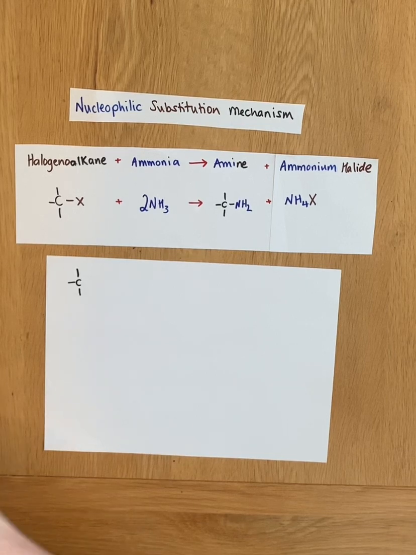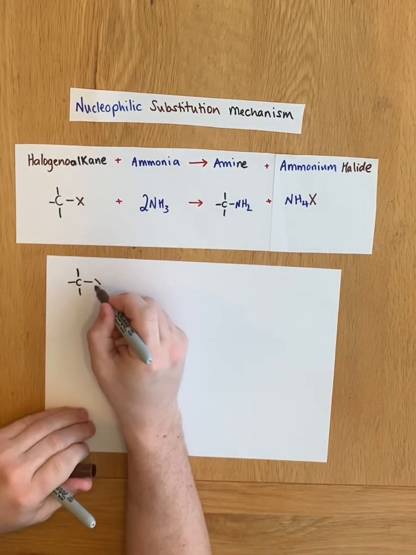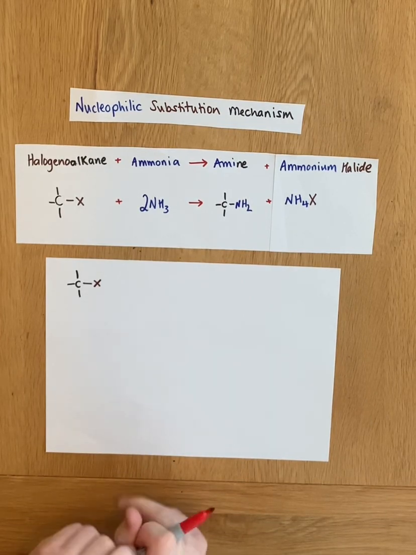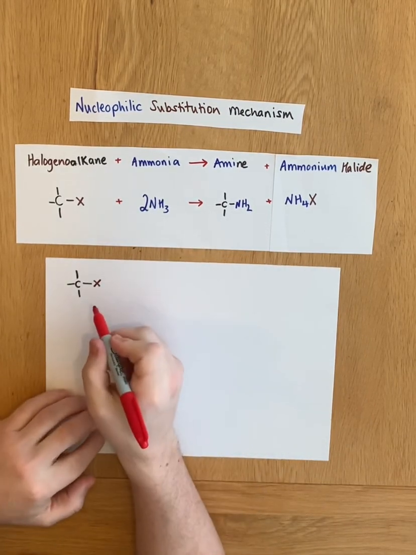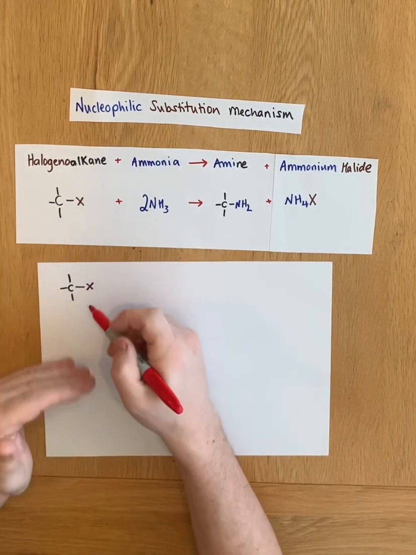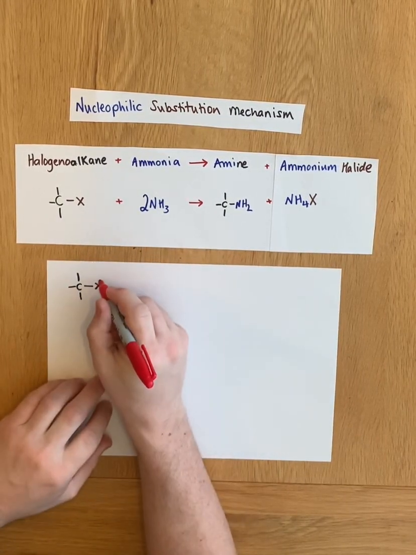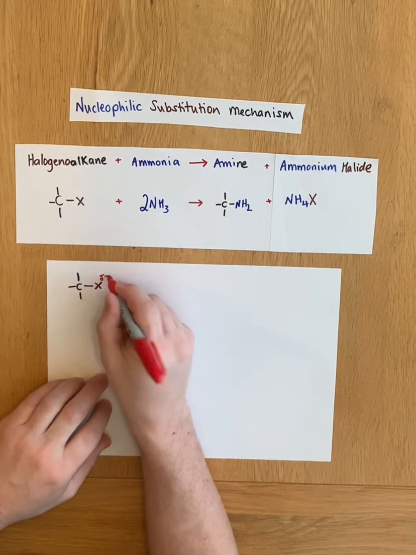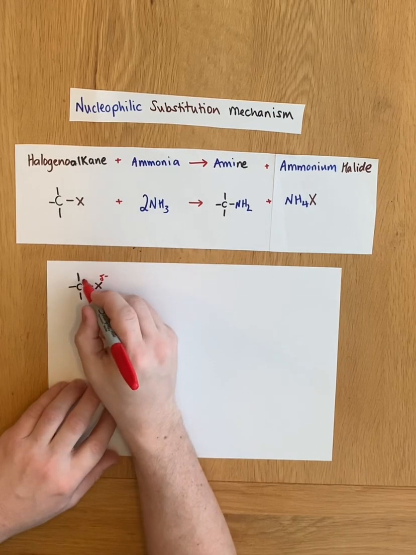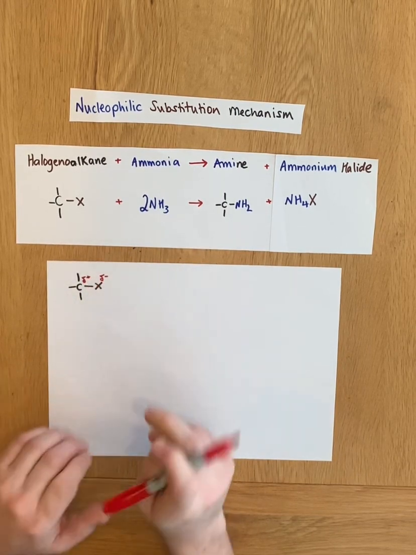The halogenoalkane is susceptible to nucleophilic attack because the more electronegative halogen atom attracts the pair of electrons in the covalent bond towards itself, forming a polar bond. The halogen atom is delta negative, the carbon atom it's bonded to is delta positive.